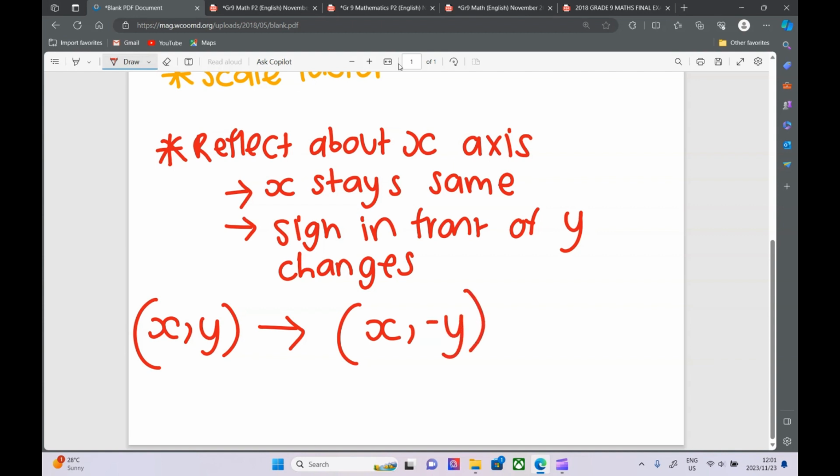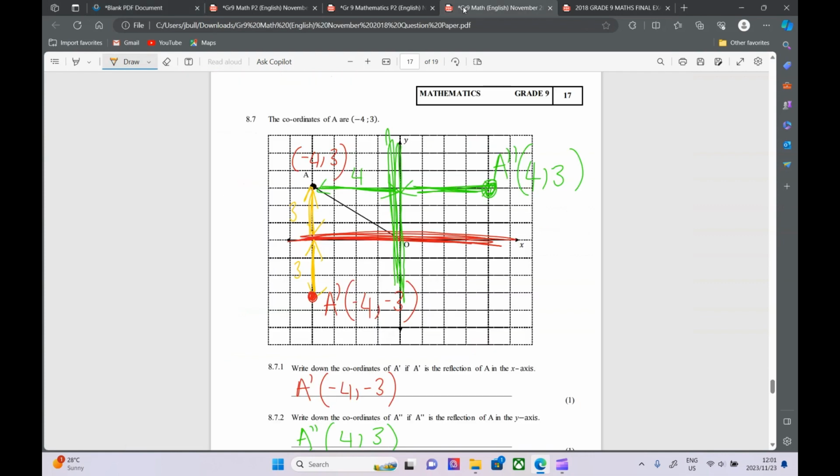The other thing is if you're reflecting it about the y-axis, it's the opposite. If you reflect it about the y-axis, the y would stay the same, but the x sign changes. So that's just something useful to keep in mind. Let's have a look at, do we have any other ones here?